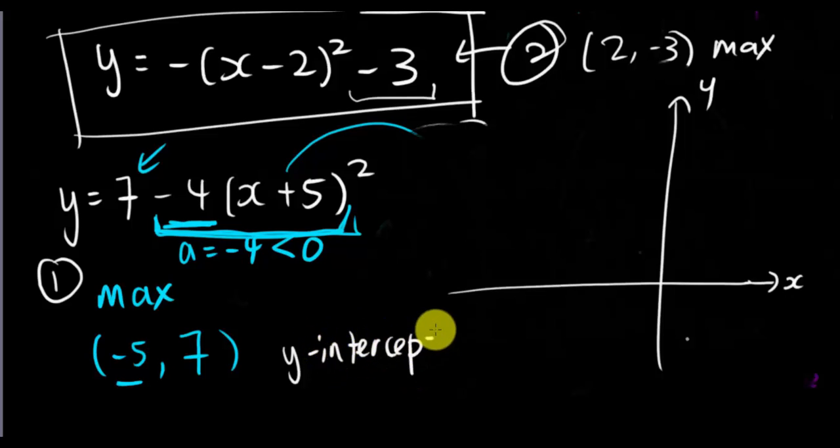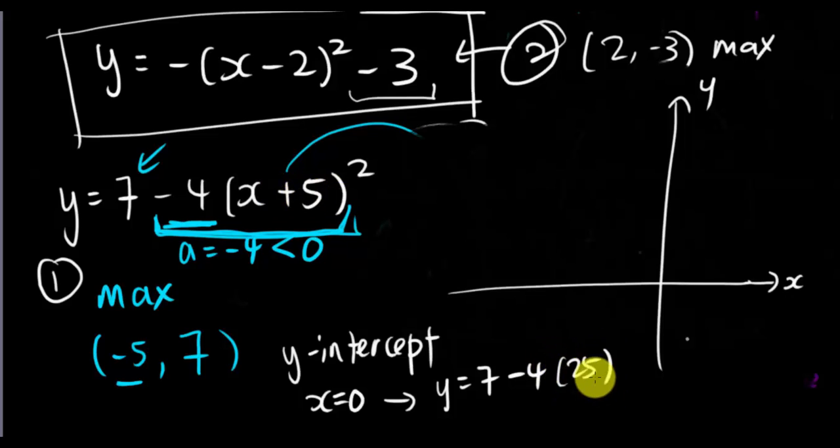That means the curve is going to cut the y-axis at one point. So for the y-intercept, x is always equal to 0. So I will substitute x equals 0 into this equation. If I substitute in, it will be y equals 7 minus 4. This is 0 plus 5, so it will be 5 squared, which is 25. So this one is basically -100. In this case, the number is very big. It will be -93. So if you want me to sketch the graph like this, I will sketch.